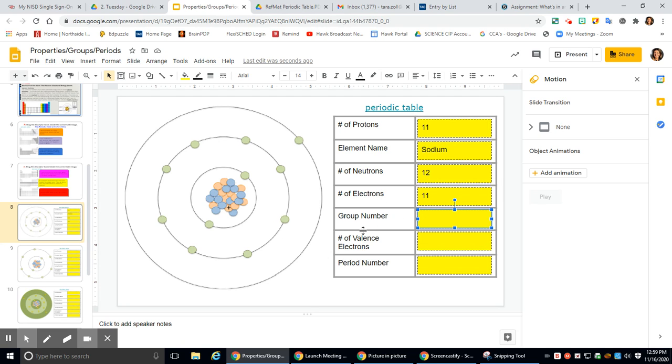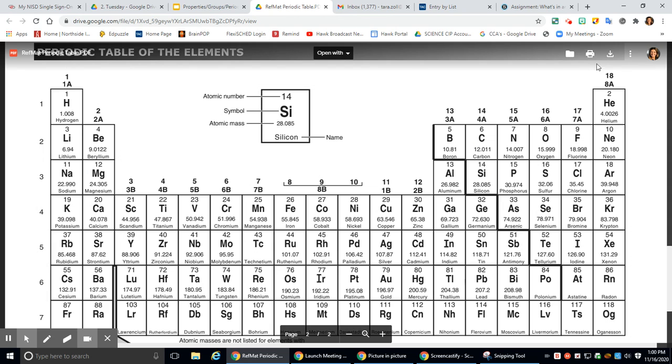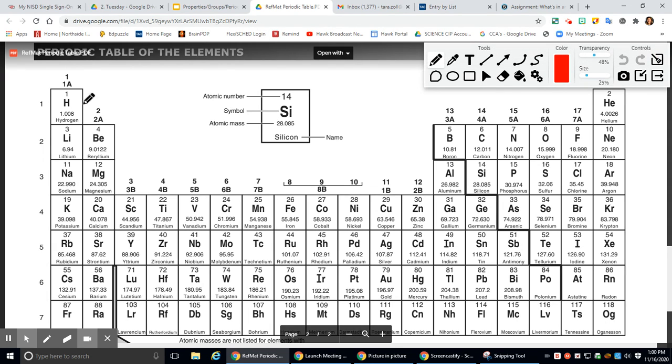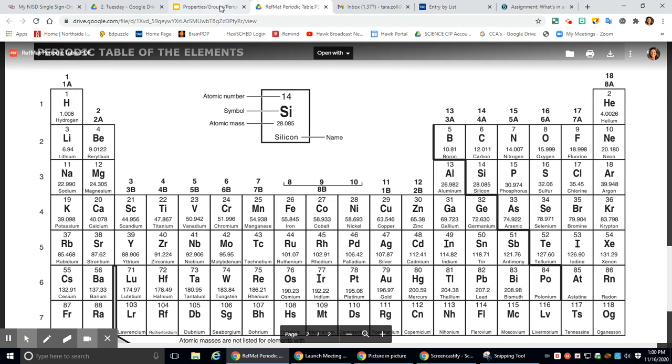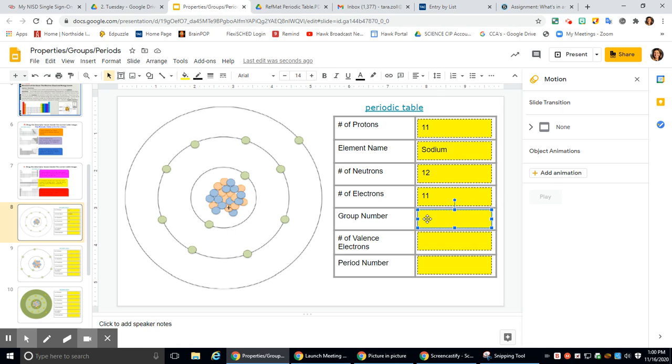My group number I can find above the vertical column. So going back to my periodic table, here is sodium. So sodium's group number is number 1. So all these elements have 1 valence electron, including sodium. So I can go back to my periodic table, and my group number is number 1. So I have 1 valence electron. So again, here I have one valence electron, and that's indicated by my group number.